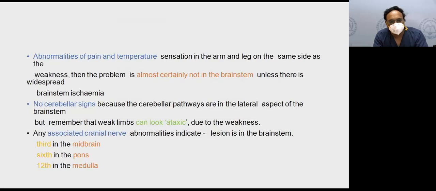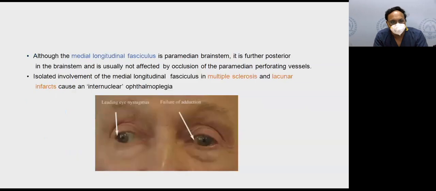Generally, abnormalities of pain and temperature are very unlikely when the medial region is involved, unless there is widespread brainstem ischemia. Also, you have no cerebellar signs because they are all lateral. But the patient may look ataxic because of weak limbs. And with the associated cranial nerves, you can know the level: if the third nerve is involved, it is the midbrain; if the sixth is involved, it is the pons; if the 12th is involved, it is the medulla.